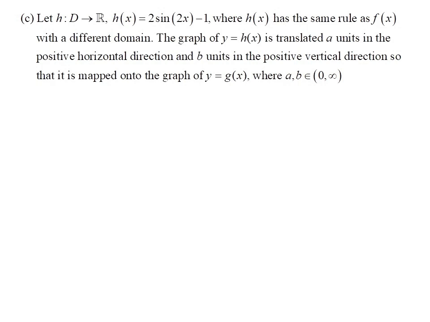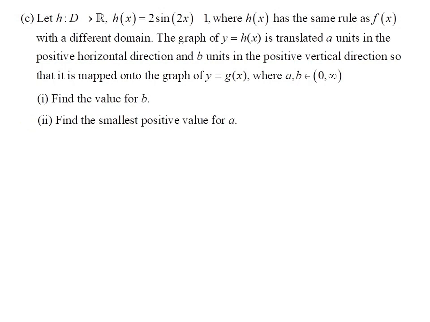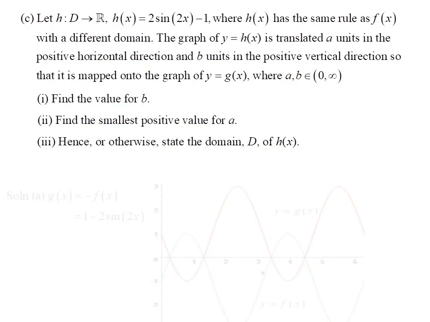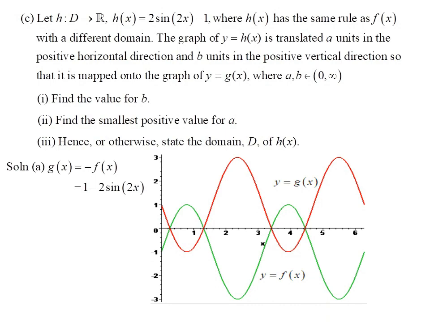Part C of this question has three sections. Section 1 is to find the value of b. Section 2 is to find the smallest positive value of a, and Section 3 is to state the domain of h of x. Now let's come back to answer part A of this question.